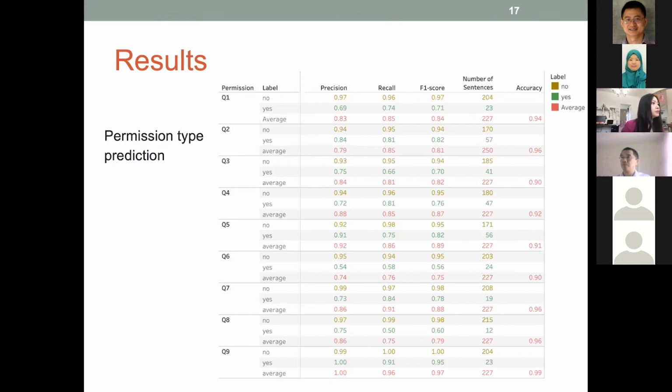And among the permission questions, our model performed worse on Q6, donor data permitted to be used for future research, compared to Q5, which is a similar question: bio-specimen permitted to be used for future research. And this also could be due to the challenge in identifying donor data, as I described before.